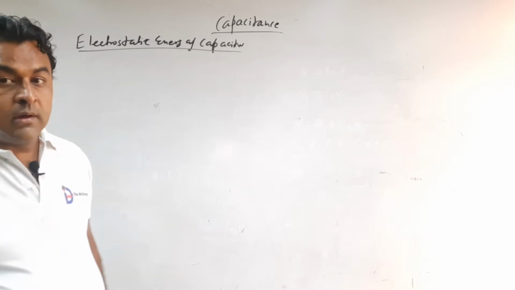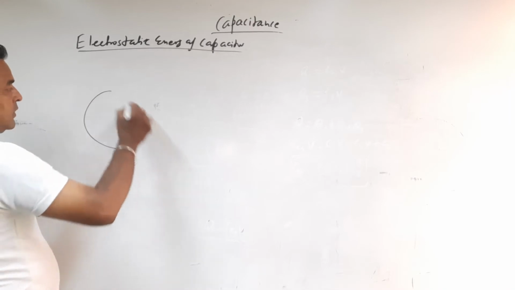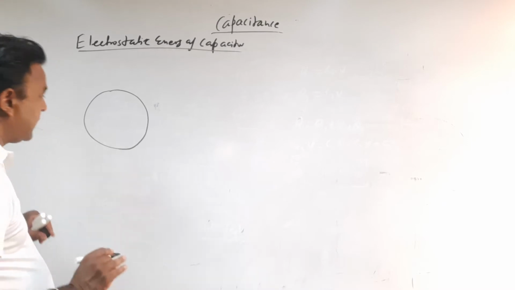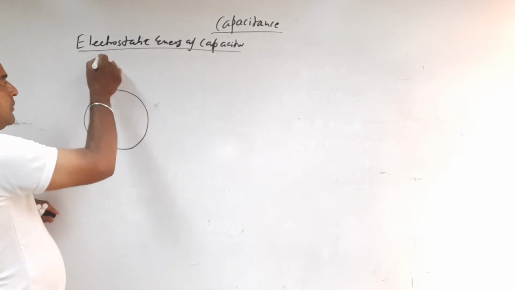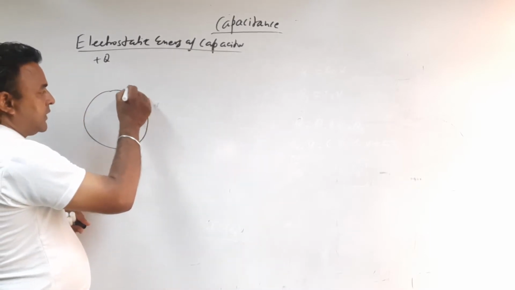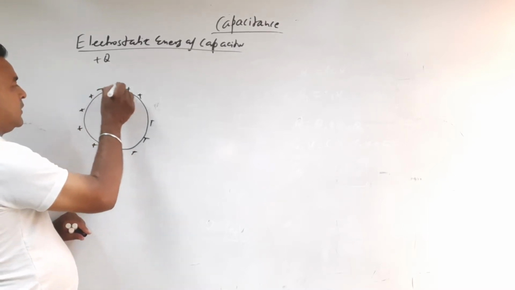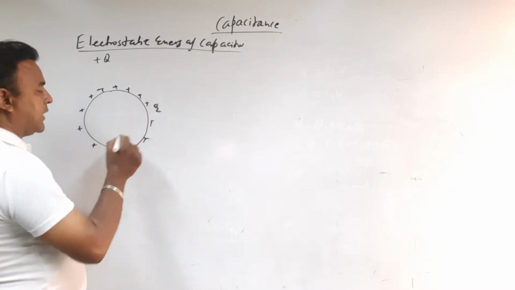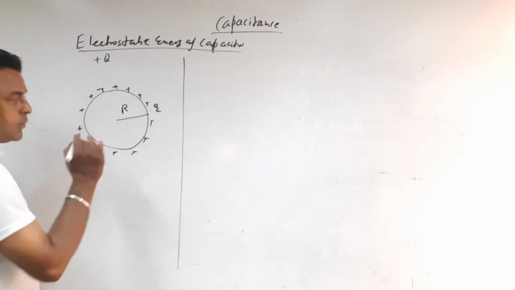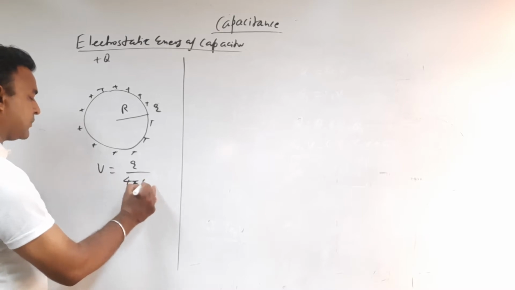Now let me make this clear. Suppose I have a metallic sphere. First of all, I talk about a metallic sphere. On this, finally the charge will be plus Q. Now at any moment, suppose it has charge q on it and its radius is R, then at this moment its potential is q by 4 pi epsilon naught R.